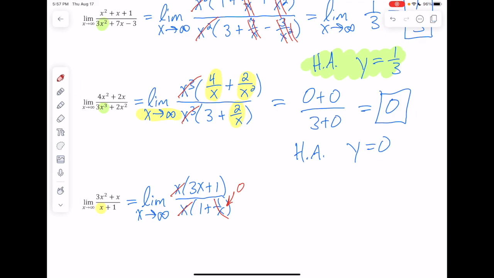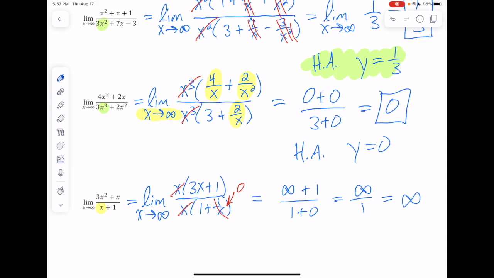So what happens then as we take the limit as x goes to infinity? The limit of 3x as x goes to infinity is infinity. The limit of the constant 1 would just be 1. And in the denominator, you'd have 1 plus 0. So you have infinity plus 1, which is still essentially infinity, over 1, which is still essentially infinity.